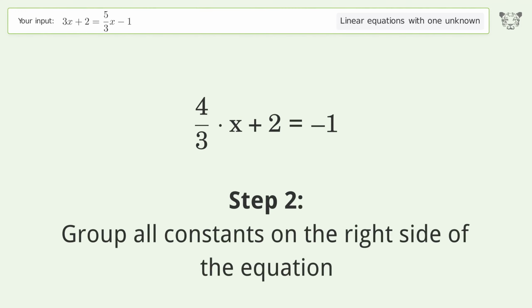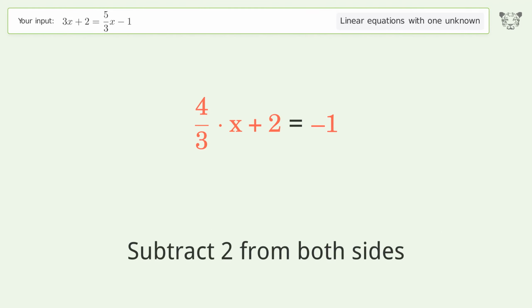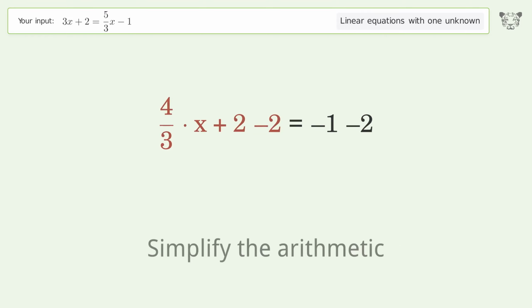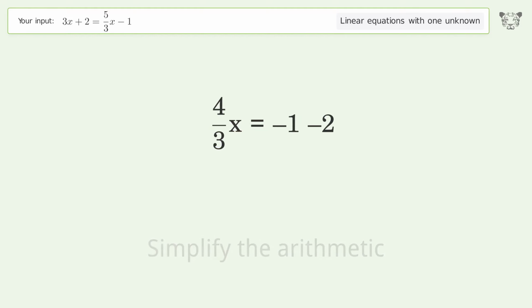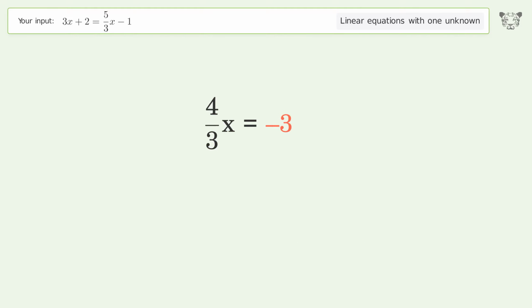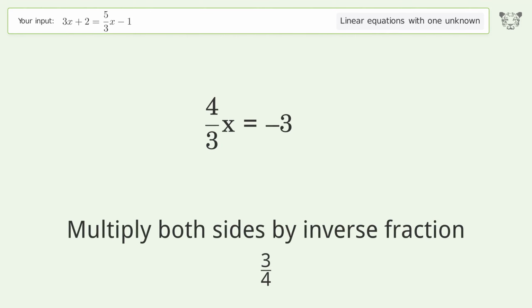Group all constants on the right side of the equation. Subtract 2 from both sides. Simplify the arithmetic. Isolate the x. Multiply both sides by inverse fraction 3/4.